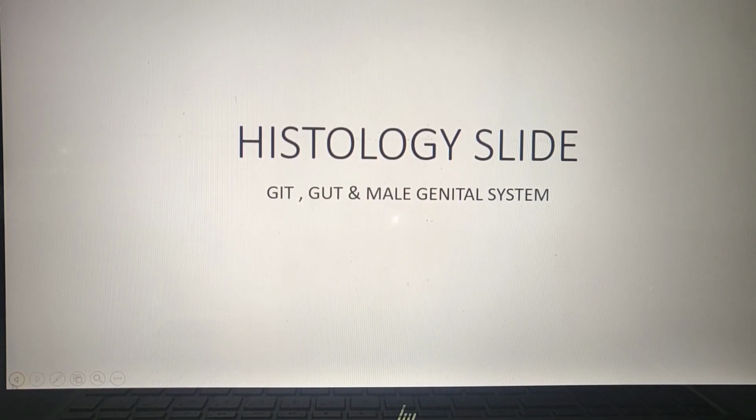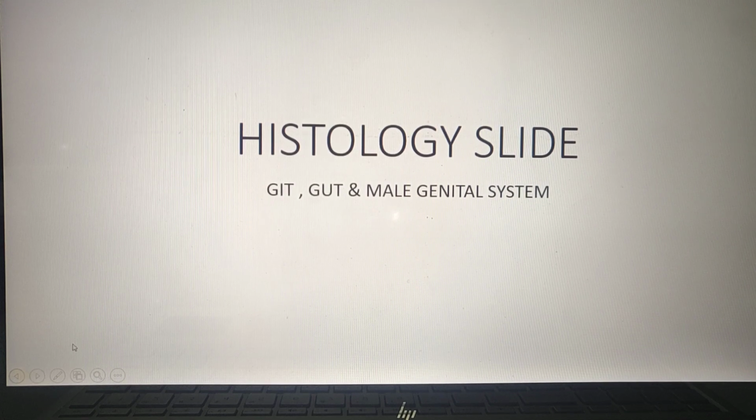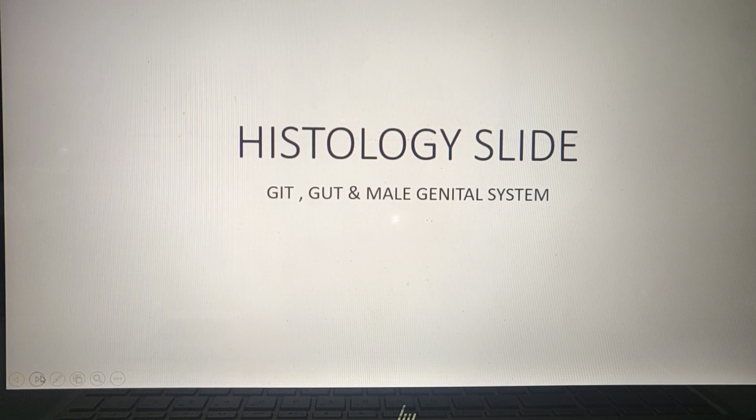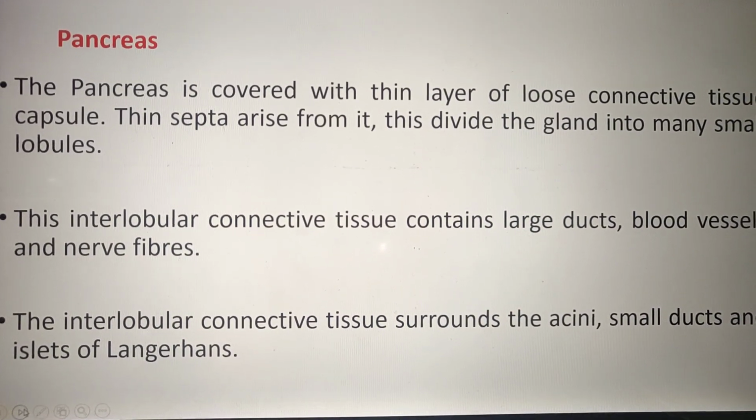Today we will discuss the histology slides of the gastrointestinal tract, genitourinary tract and male genital system. First of all, we will discuss the pancreas.